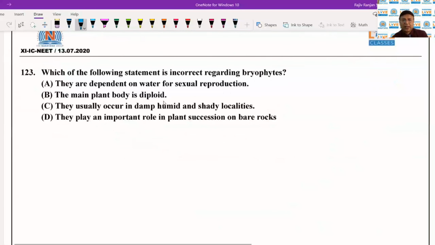That is, which of the following statement is incorrect regarding bryophytes? They are dependent on water for sexual reproduction. It is actually a correct statement. The main plant body is diploid. It is incorrect. This statement is incorrect. The main plant body is a haploid, it is a gametophyte. Let's just see some other statements as well.